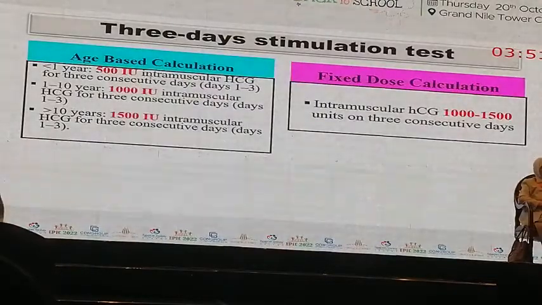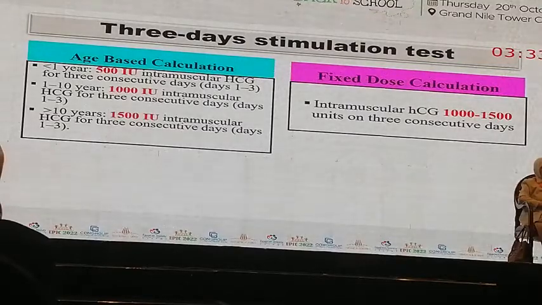And for the 3-day stimulation test, I will start with it as it's the most common protocol used in many centers. For the 3 days, we have different calculation methods for the doses. We have the age-based calculation and the fixed dose calculation.